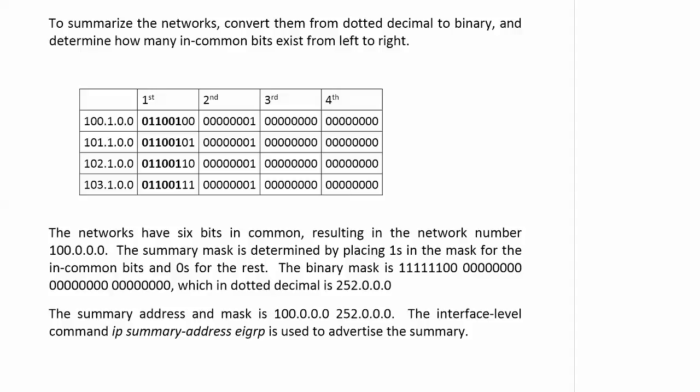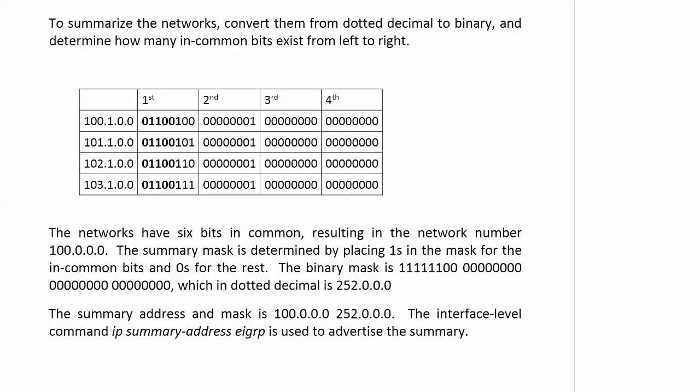Now the summary mask we know is determined by placing 1s in the mask for the in common bits and 0s for everything else. So when we convert that over in dotted decimal, that's 252.0.0.0. Bingo, we've done most of the work.